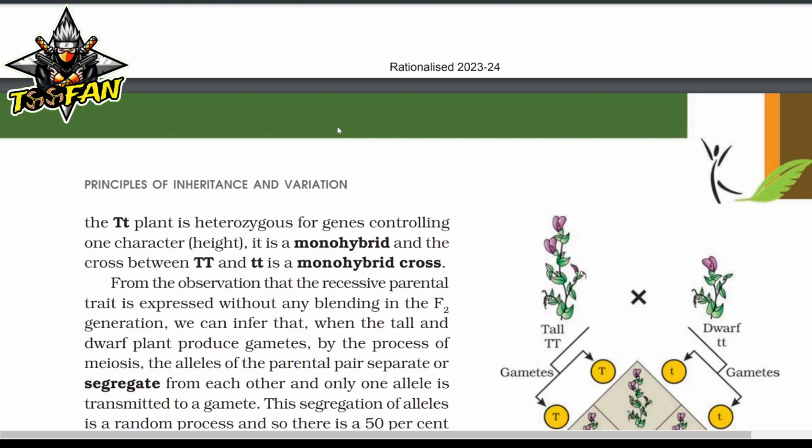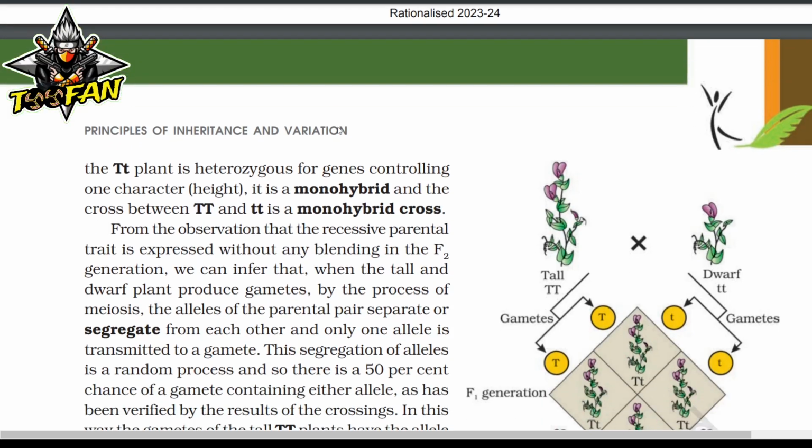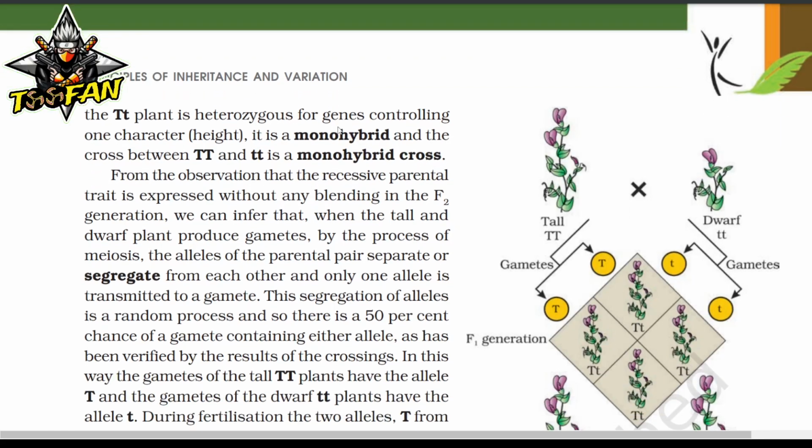Since the capital T small t plant is heterozygous for the gene controlling one character, it is a monohybrid, and the crossbreeding of capital T small t is a monohybrid cross. From the observation that the recessive parental trait is expressed without any blending in the F2 generation, we can infer that when the tall and the dwarf plant produce gametes by the process of meiosis, the alleles of the parental pair separate or segregate from each other, and only one allele is transmitted to a gamete. The segregation of alleles is a random process, and so there is a 50% chance of a gamete containing either allele, as has been verified by the results of the crossing.